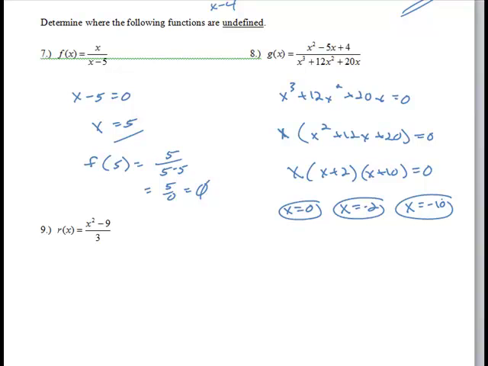Example 9, same thing. Well, in this particular case, it wouldn't make any sense to try and set the denominator equal to 0. We wouldn't have a variable to solve for, so there are not any values that would make this function undefined, which makes sense because we don't have a variable down there. It doesn't matter what we substitute in for x, the denominator will always be 3. It's a constant.